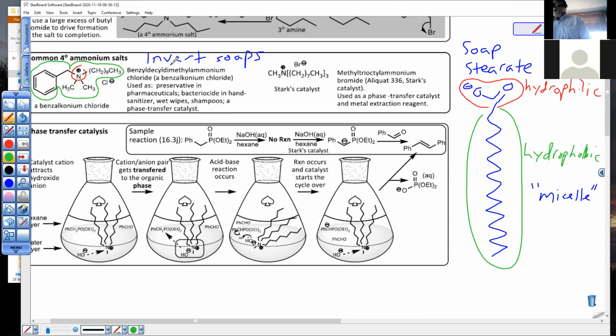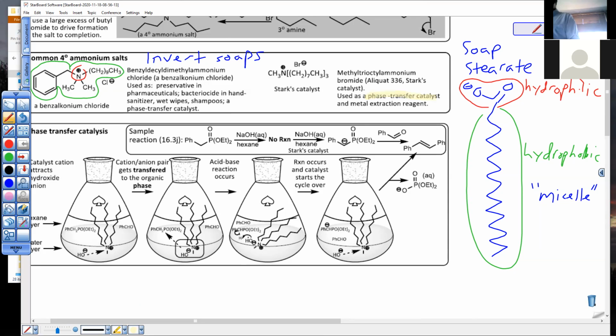Invert, where'd that word come from? Well, what was the charge on the hydrophilic end here? Negative. What's the charge on the hydrophilic end here? Positive. The charge has been inverted. There you have it. And then here's another invert soap that we're going to actually look at how it does what's called phase transfer catalysis down on the bottom of the page.